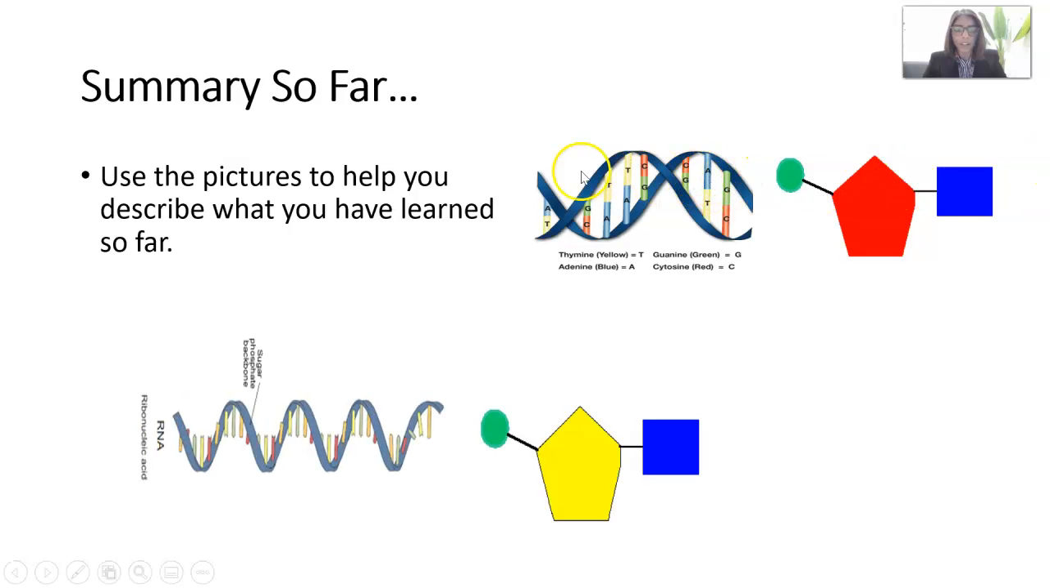So here we've got a double helix structure and a deoxyribonucleic acid nucleotide. Down here we have the single helix, so obviously this is DNA and this is RNA, and because this is an RNA nucleotide, it has a different color pentagon just to represent that this is ribose sugar and this is deoxyribose sugar. So you should be able to connect those two things and explain what the link is.